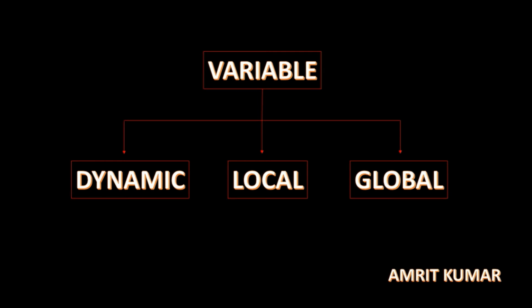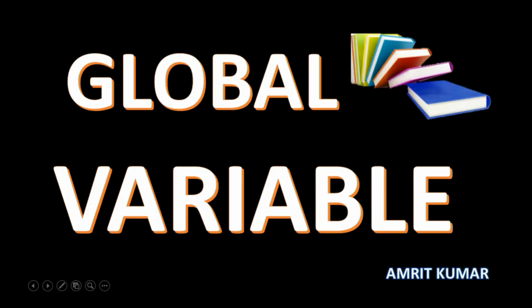As we have studied, variables can be classified into three categories: dynamic, local, and global. In the previous video we talked about the dynamic variable and local variable and their properties. Now in this video we are going to learn about the global variable and the properties possessed by the global variable. And this is a very important topic also. So let's look at the global variable.